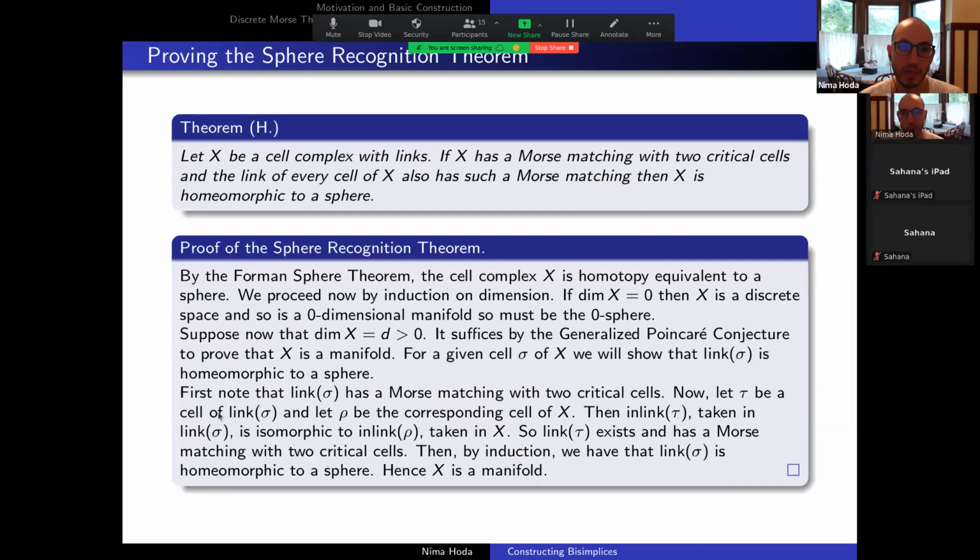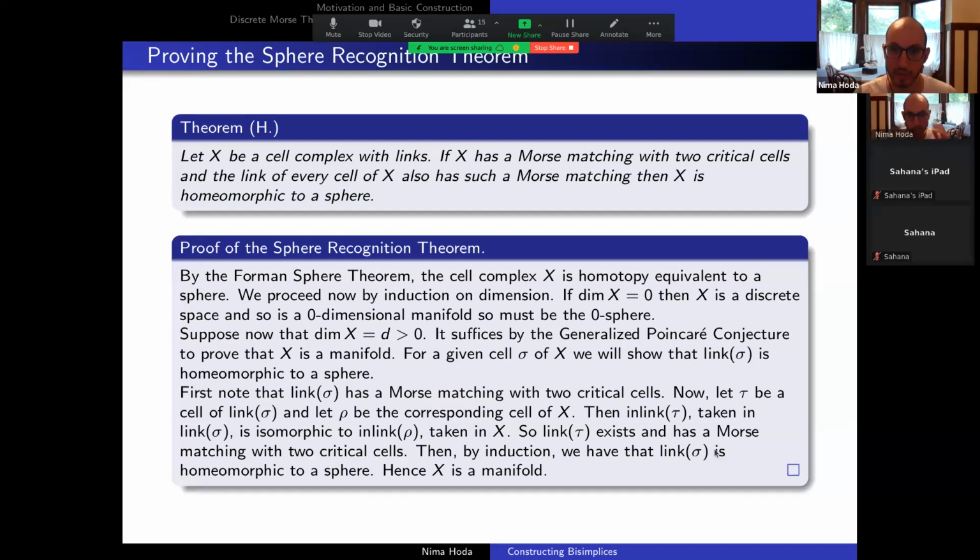So let tau be a cell of the link of sigma. Tau corresponds to some cell rho of X. And it turns out that the incoming link of tau taken inside of the link of sigma is isomorphic to the incoming link of rho taken inside of X. That's just, if you think about it, the structure on all the cells that contain tau. The cells that contain tau inside of the link of sigma are exactly the set of cells that correspond to the set of cells that contain rho inside of X.